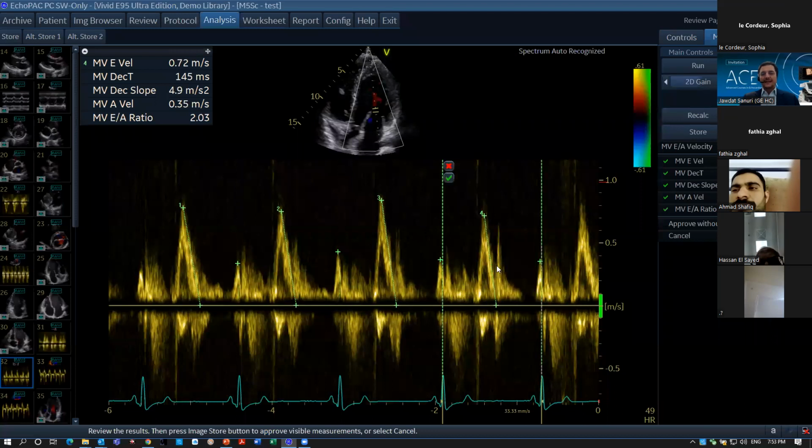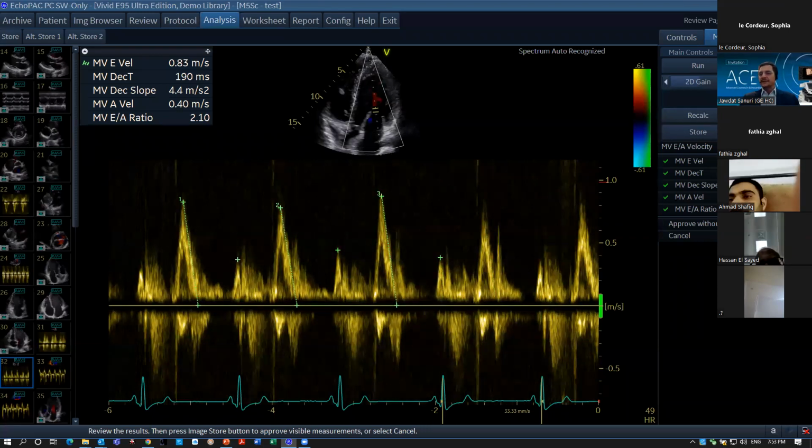If there's any cycle that I don't believe in or that I think is wrong, I can go to this one and say exclude this one, so it's not in the analysis. I can also increase or reduce sensitivity if I believe the peaks should be higher or the sensitivity should be more. And when I'm happy, I can either approve or store the image. If I store, it will store the image with the measurements, showing it to whoever reads the exam later, or I can just approve the measurement without storing.